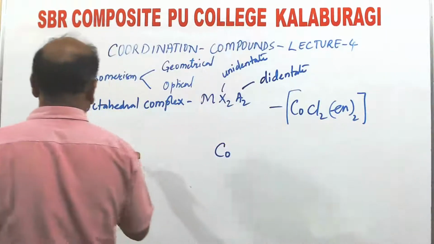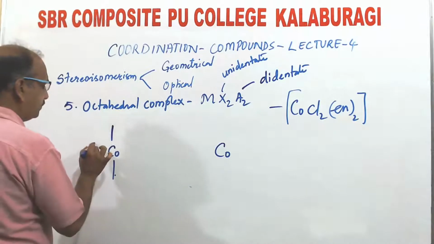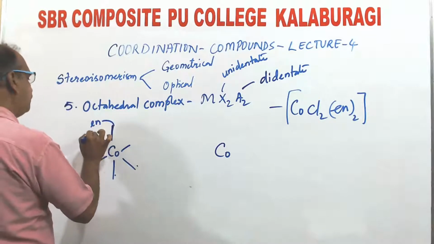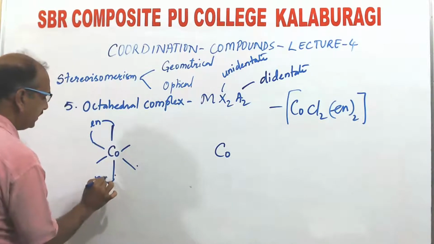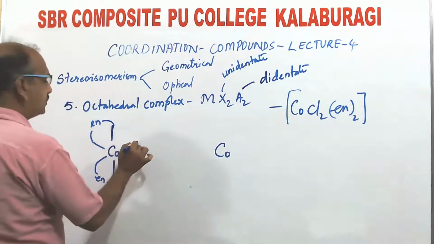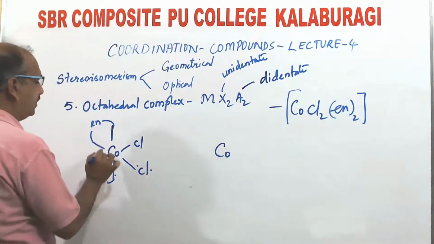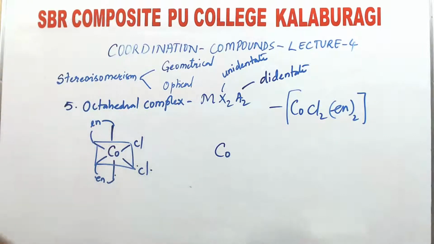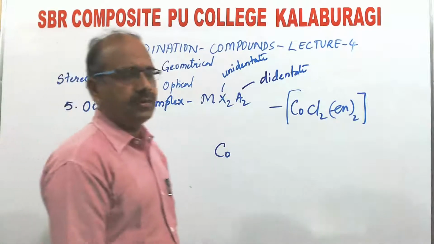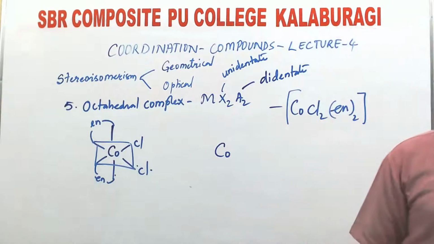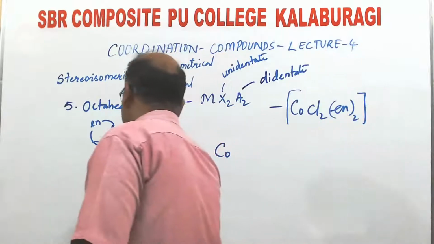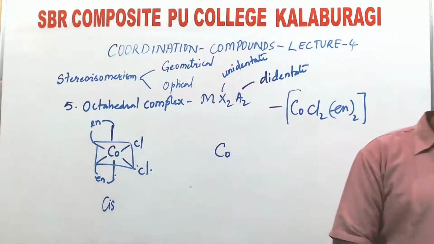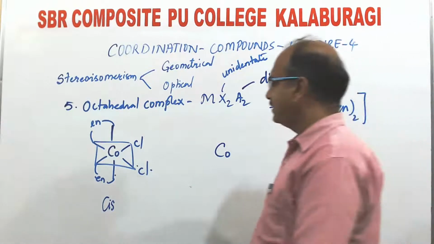So for cis, how it is arranged, you see. This is ethylene diamine. This also is ethylene diamine. And this is chlorine. This is chlorine. So this is the square plane. You have the ethylene diamines on one side. So that is called the cis isomer. They are adjacent to one another. If they are opposite, then it will be the trans isomer.